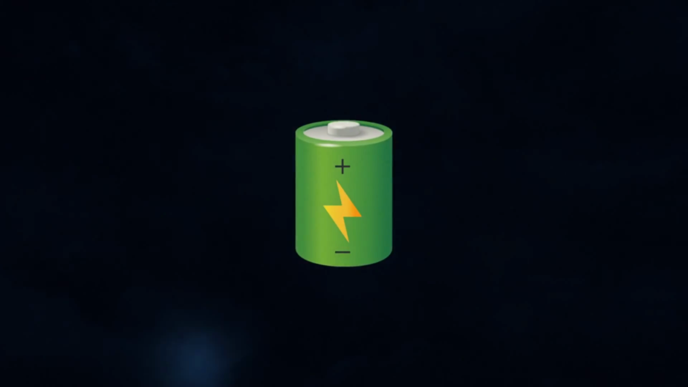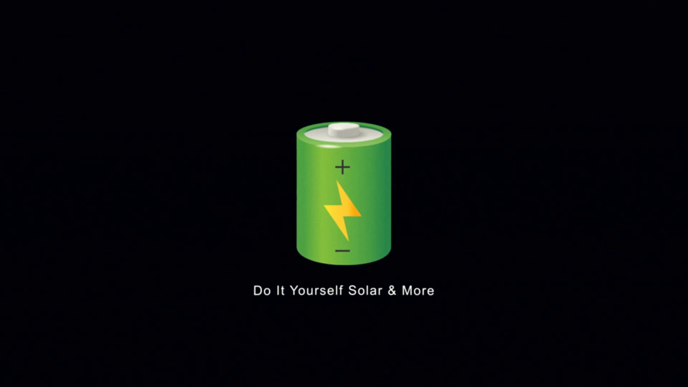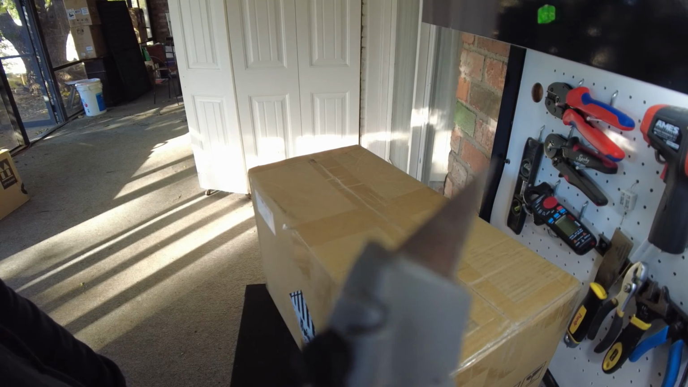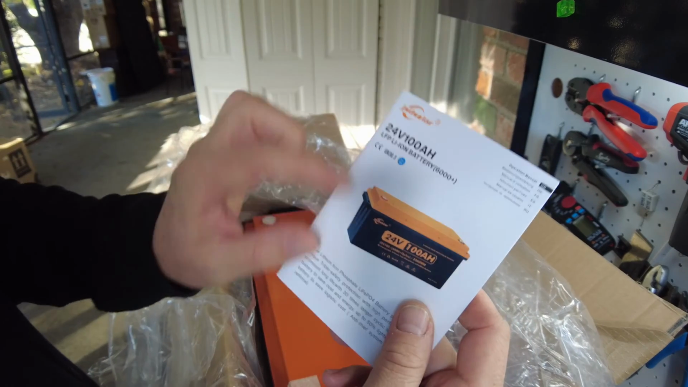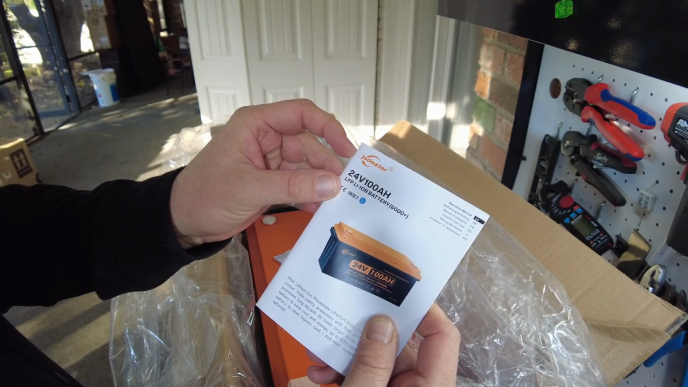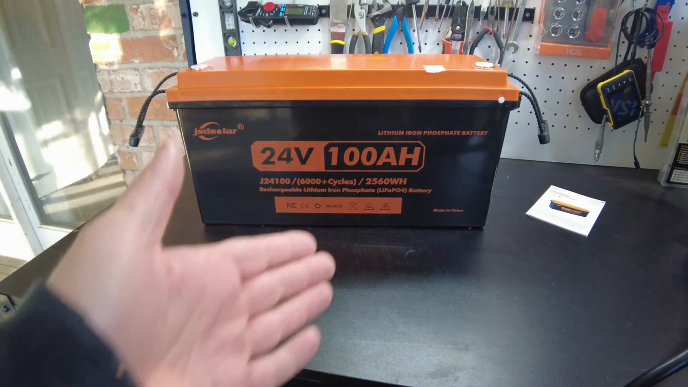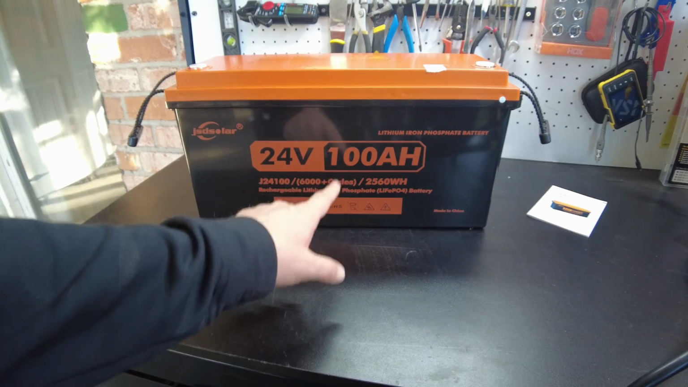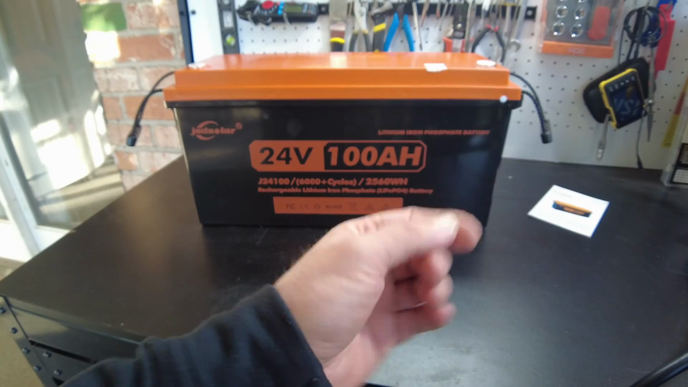We got a new battery. Let's open it up. And apparently this is a 24 volt 100 amp hour from Jsdsolar. All right, and there's the battery. Indeed, Jsdsolar 24 volt 100 amp hour lithium iron phosphate battery.